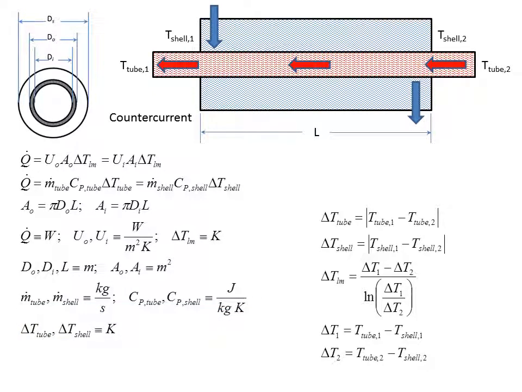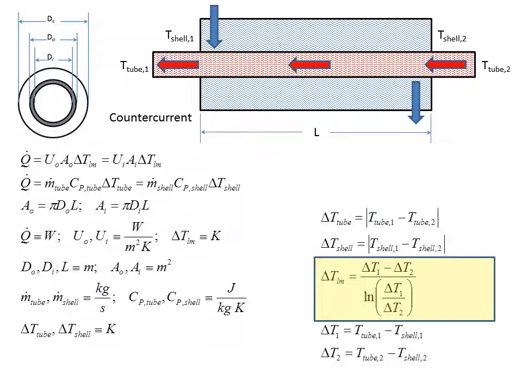Looking at the delta T tube, we will use an absolute value of the temperature difference between the inlet and outlet of the tube, and the shell will also be similar, inlet and outlet. And by using the absolute values, it doesn't matter whether it is of the co-current or counter-current variety.